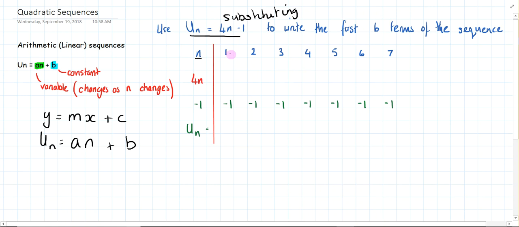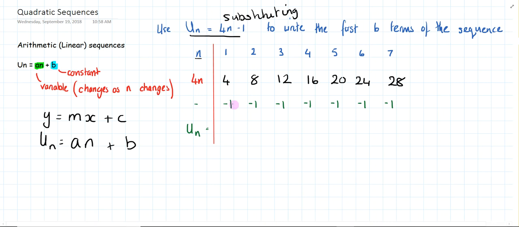So what's 4 times 1? 4. So we've got 4, 8, 12, 16, 20, 24, 28. Now that's where we get it, it goes up in 4s, because it's 4 times n. So obviously it's 1 lot of 4, 2 lots of 4, 3 lots of 4, and so on. And that's where it comes from. If it goes up in 4s, it must be 4n.